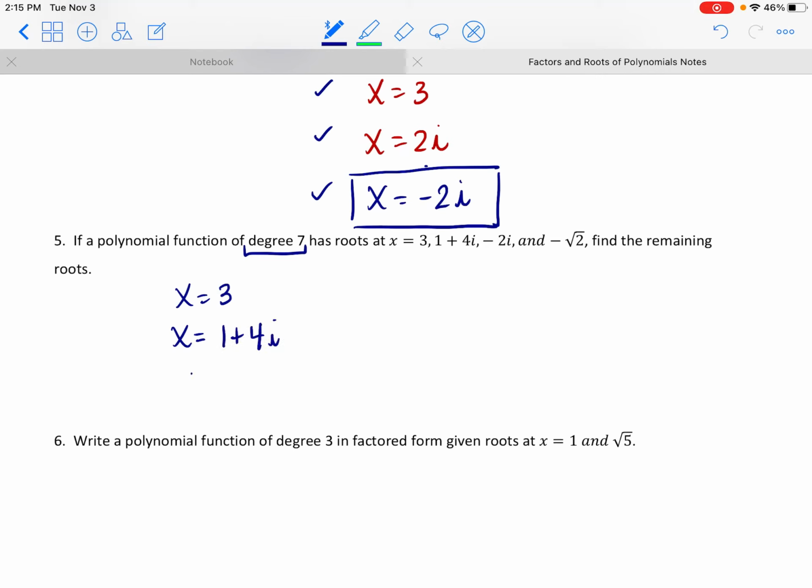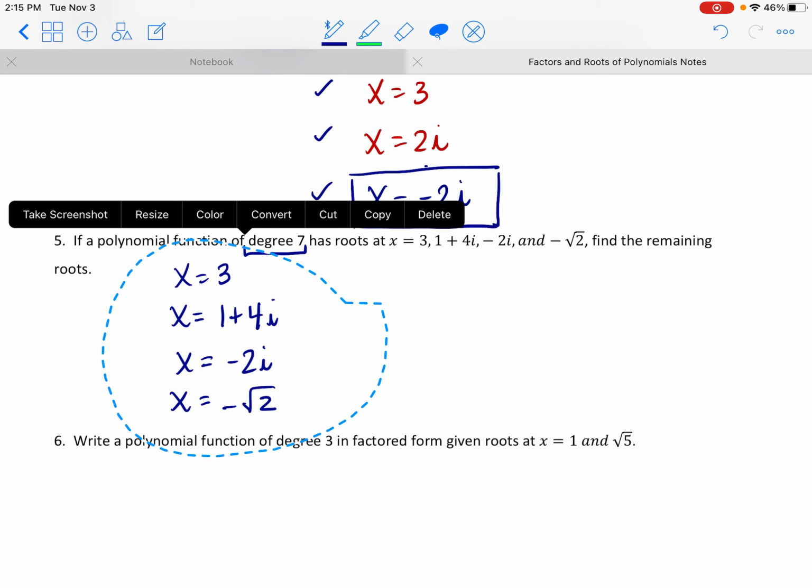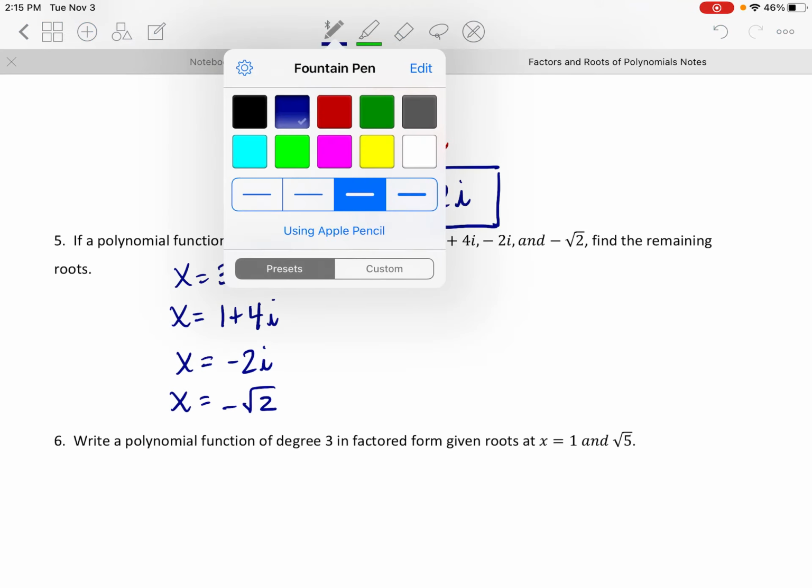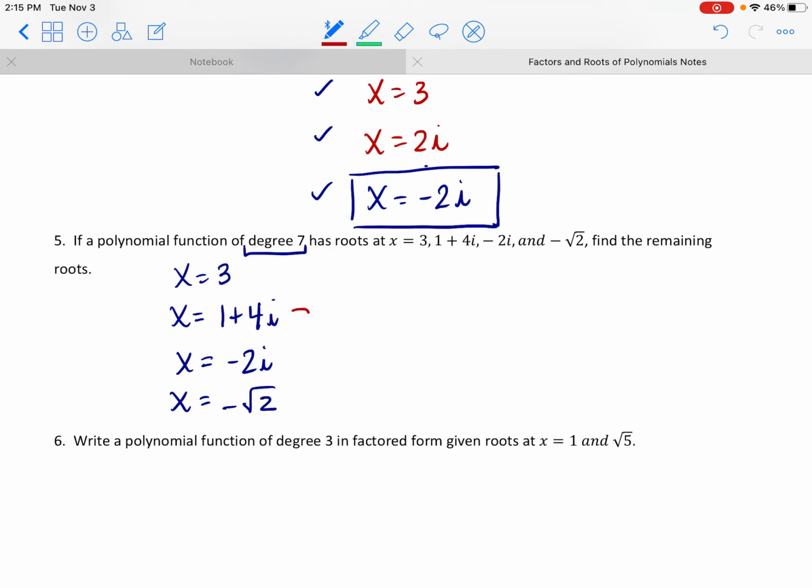And then it says x equals negative 2i. And also we have x equal to a negative radical 2. So right now we have 4 solutions. The irrational, the imaginary, the complex, that's what these guys are. We have imaginary, complex, irrational. Those come in pairs. Those all have a partner. Rationals will not. So there's 4 solutions.